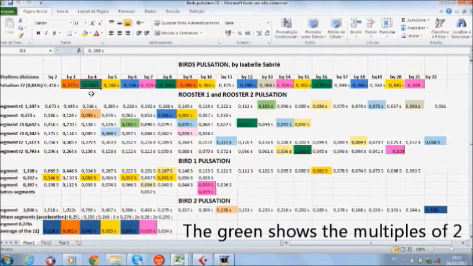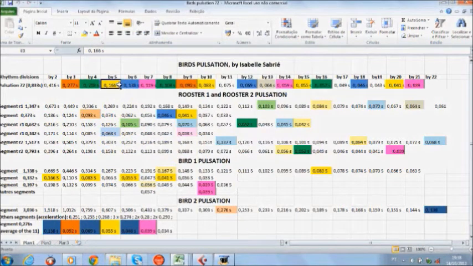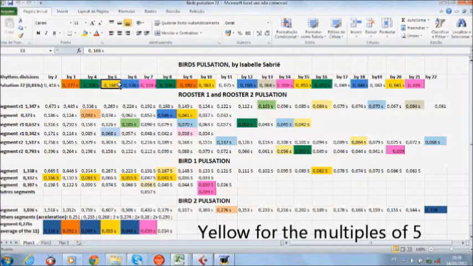Here we have the green ones, which are multiples of 2. 2 times 2 is 4, 2 times 2 times 2 is 8, and 2 times 2 times 2 times 2 is 16. And the yellow ones are the divisions by 5, and we are going to compare the positions.